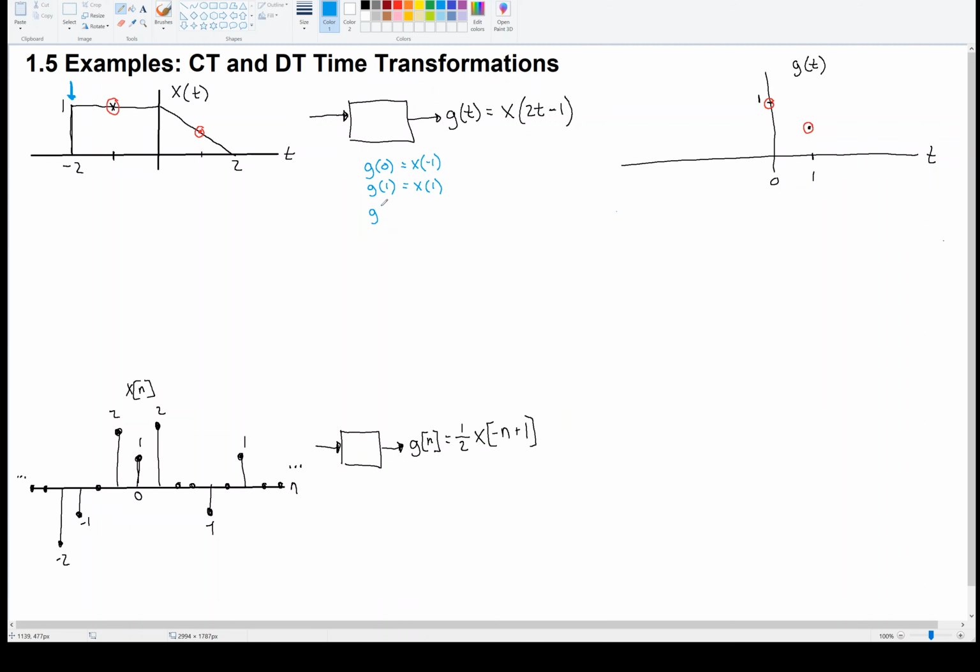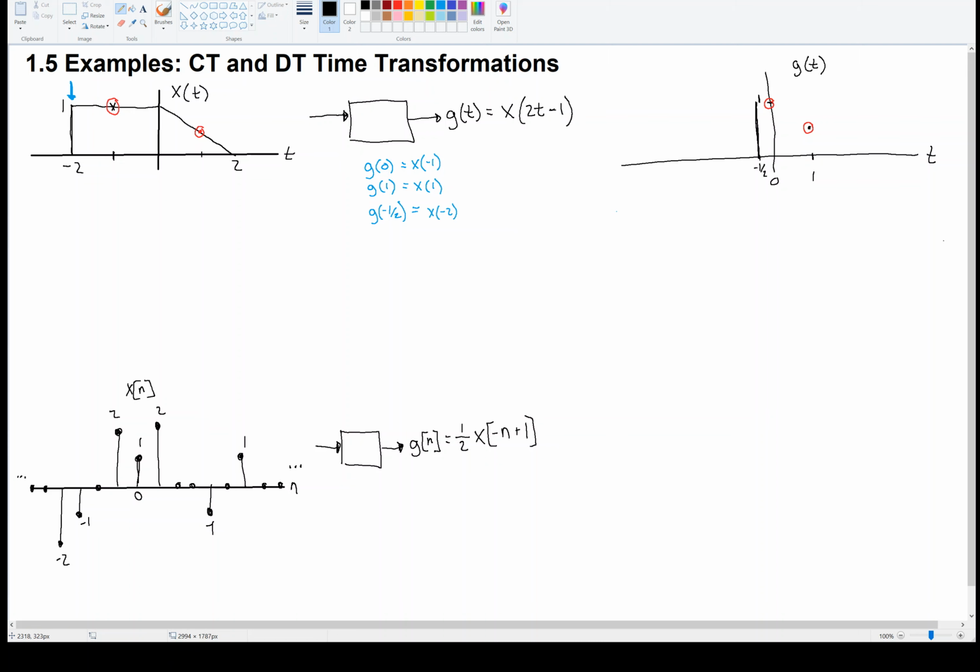So if we plugged in minus 1/2 for t, x of 2 times minus 1/2 is minus 1, and then another minus 1, x of minus 2. Well, that's exactly what I wanted, because x of minus 2 is this edge. So in the transformed plot, g of minus 1/2, maybe minus 1/2 is right here. That's where the edge is.